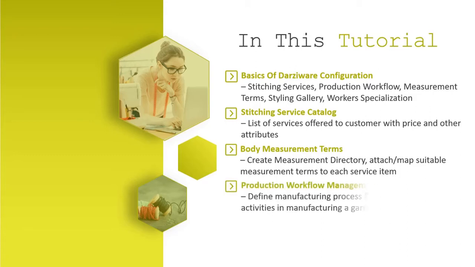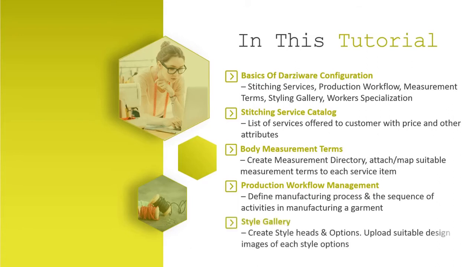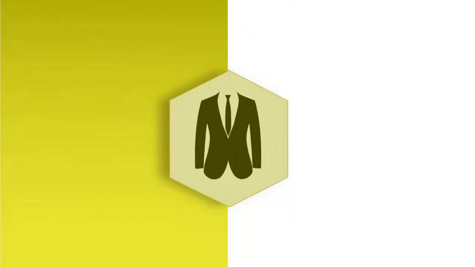Next is to define the workshop or production processes, such as cutting is one process and stitching is another process. Once we define all needful processes, then we need to attach them to each stitching service. Then we will learn how to create a styling catalog or design collection with images, and how to attach the same to stitching service. Let us start with discussing some important aspects of a customized outfit.